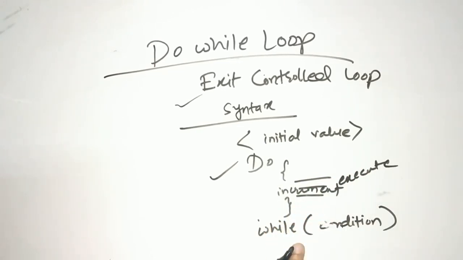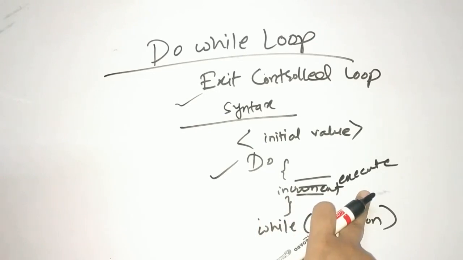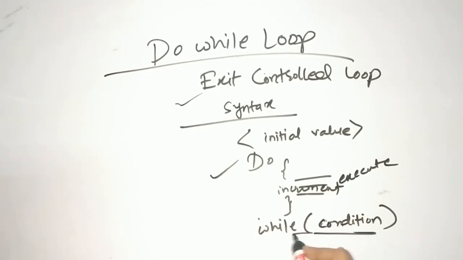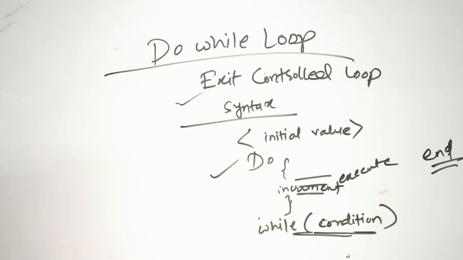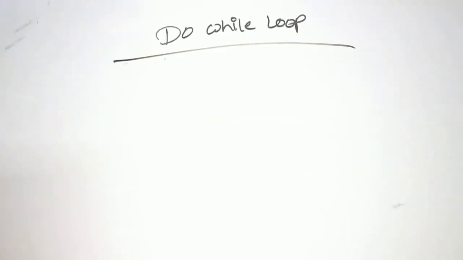So friends, in an exit control loop, first of all the block will execute, the increment will also happen, then the while loop will perform its condition, which means the condition testing will be specified at the end. Here it is given at the end level. So this is a major difference between entry controlled and exit controlled. So we'll see one program.